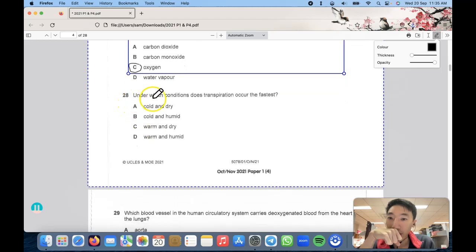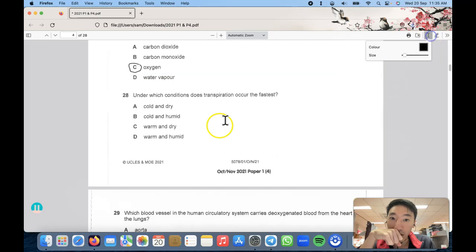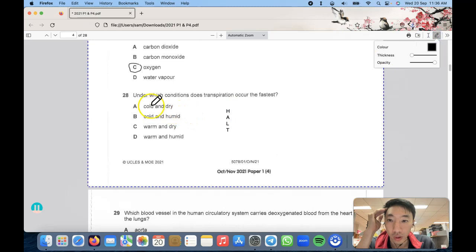Okay, in which of the conditions does transpiration occur the fastest? So what are the four conditions? HALT: H for humidity, A for air movement, L for light, T for temperature. Let's see. Cold, no, because cold means that the plant will not be photosynthesizing, and therefore transpiration is low. So also cold. So warm, yes. Warm means there's more transpiration.